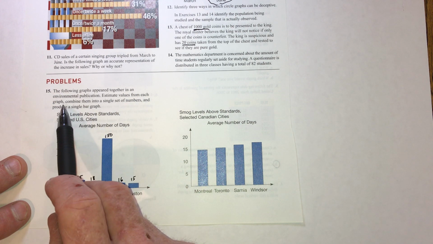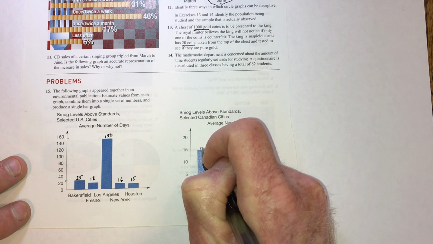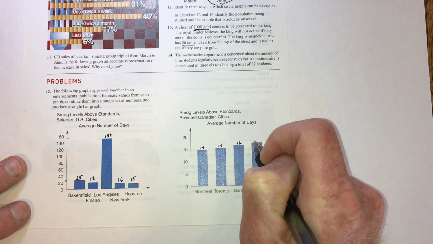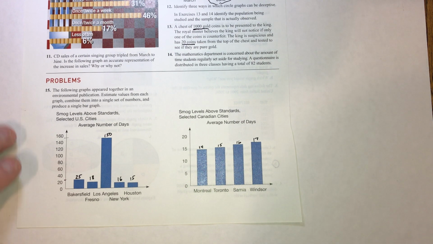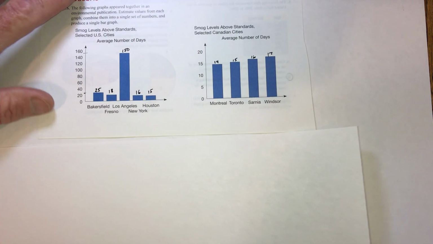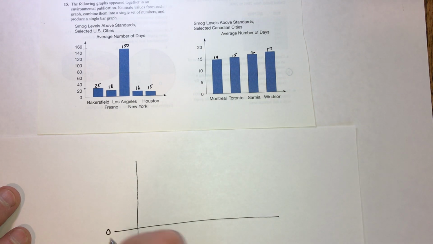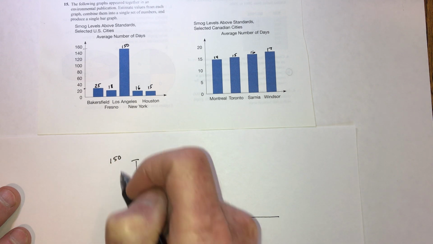So estimate the values from each graph and combine them. For Montreal, it looks like it's 14, and this 15, and then 16 and 17. Then combine all of those numbers and make a single graph. And when you go to make the single graph for this one, for one thing, it should start at 0. It's going to have to go up to 150.